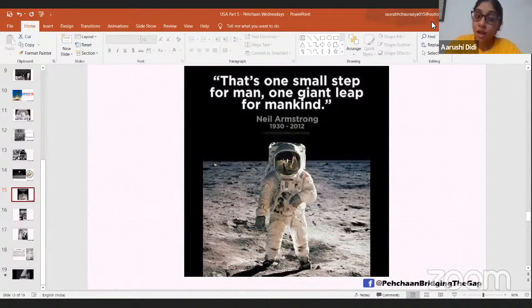Okay. So what does this mean? Neil Armstrong took only that one step on the moon. He took other steps also, but his first step on the moon, what does that mean? It is that for all of us as mankind, for science and technology, it is a giant leap. Because if we can reach the moon as mankind, as humans, what more can we do?